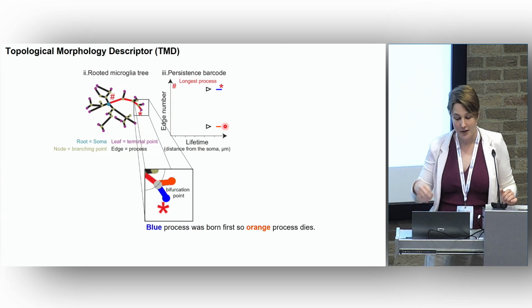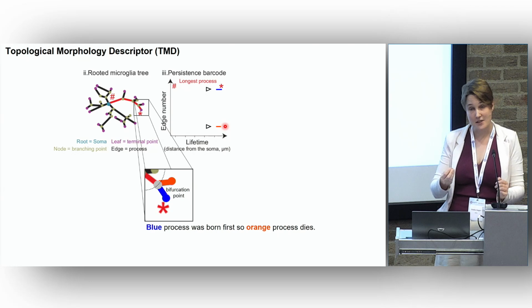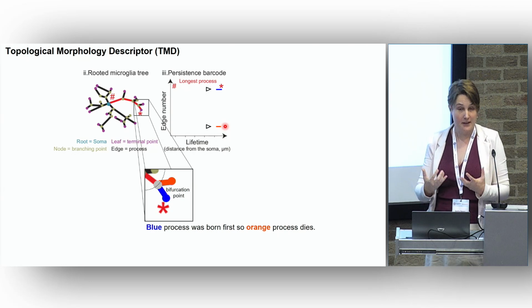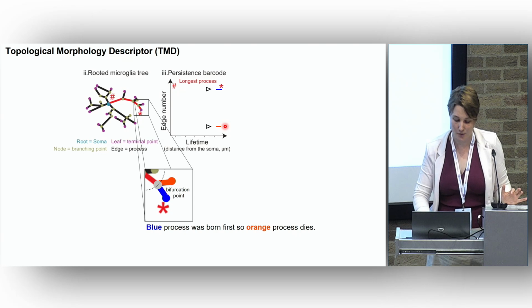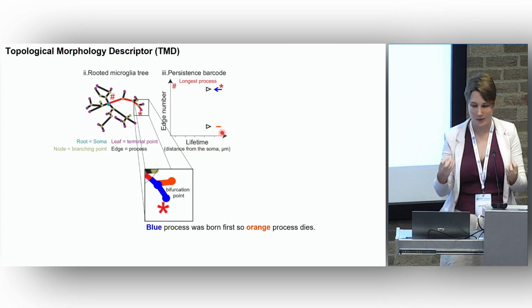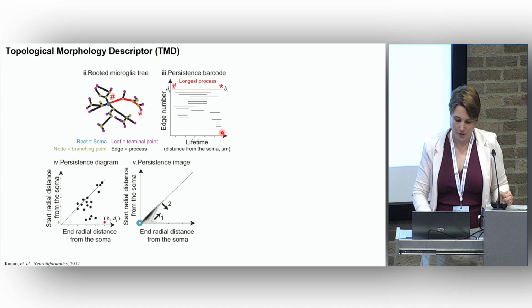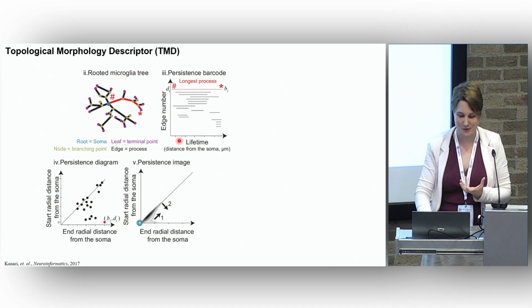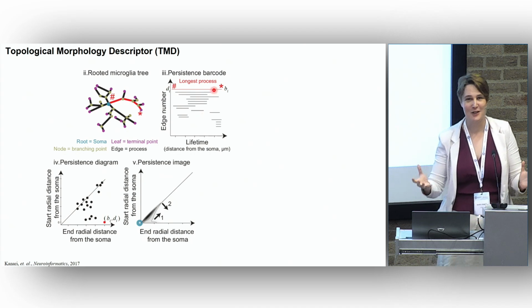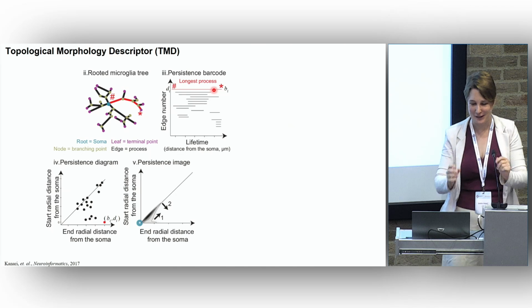And then at the bifurcation point, it will make a decision. The decision is that the one which was born first will die. So this orange one will stop growing, and the blue one will continue. And that goes on. In that way, we reduce the branching complexity into bars. So we represent this 3D skeleton in a two-dimensional space in bars.